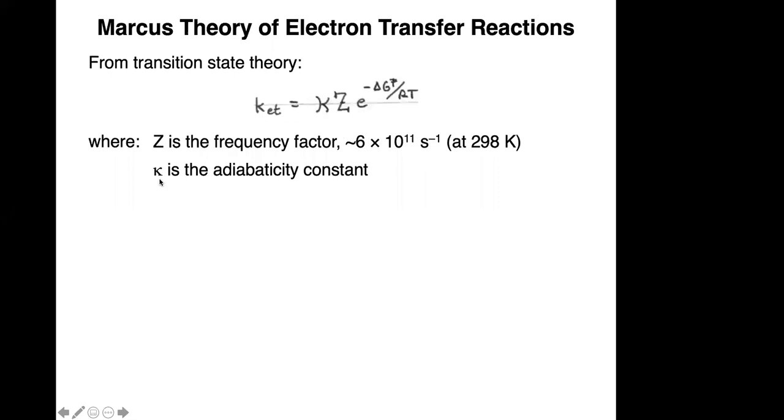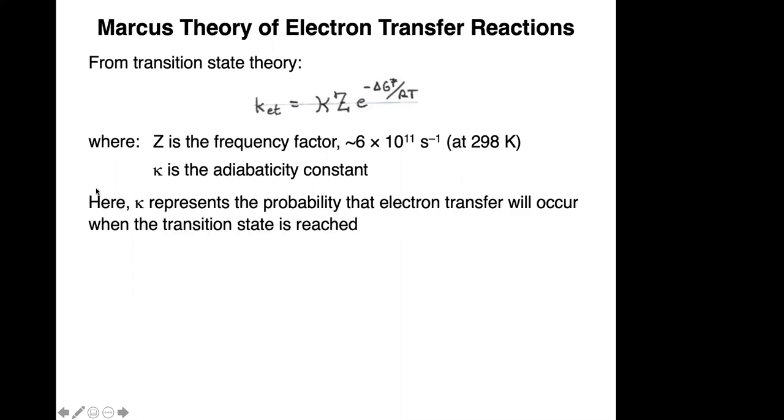And then kappa is what's called the adiabaticity constant. This has to do with the probability that electron transfer will occur when you reach that transition state geometry. And so we say if it's an adiabatic system, then that probability is 100%. If it's non-adiabatic, then it'll be some smaller percentage of the electron transferring and the reaction going to products.